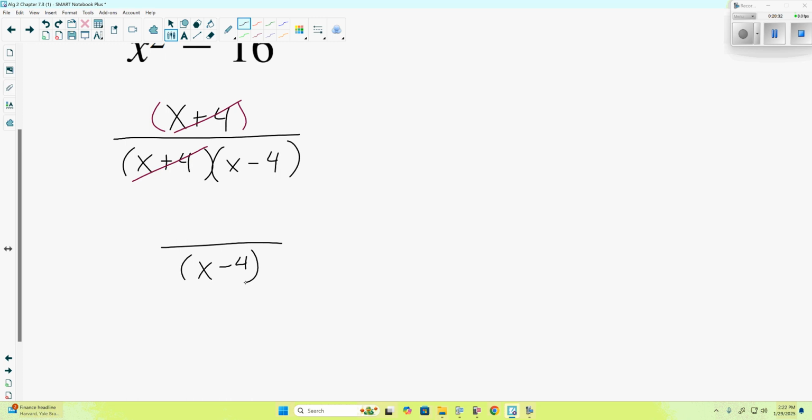Now the question is, what's on top? 1. Because when we simplify, we're dividing. We have the x plus 4 divided by itself, yes? When we multiply and divide, the only way we can get a 0 is if one of those, the top or bottom, is 0. We don't have any zeros here, so it's only going to reduce to 1. Anytime something simplifies out completely, it's going to simplify to 1. The only way we can get 0 is if 0 was on top. Or if I had like 4 minus 4 on top, then we'd have 0. But here, we can't actually have that.